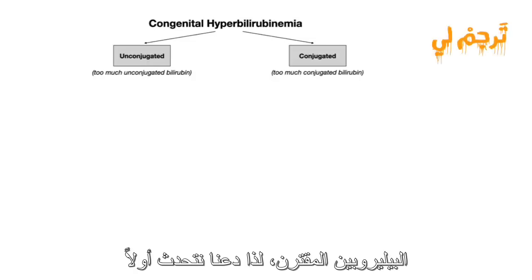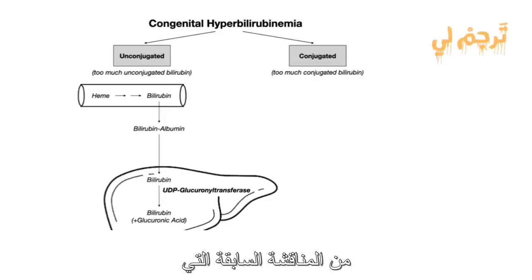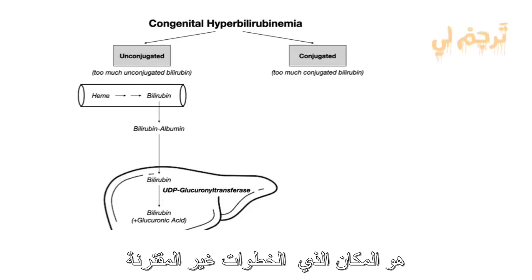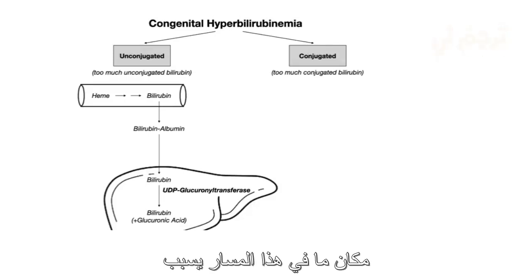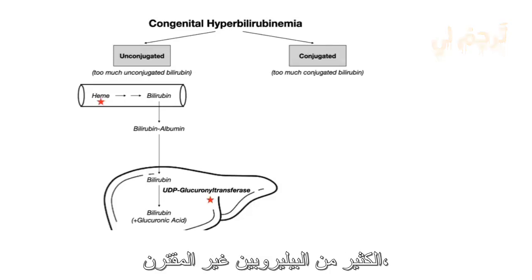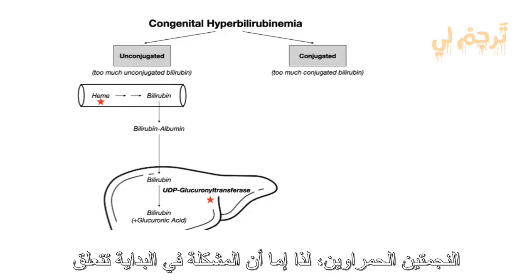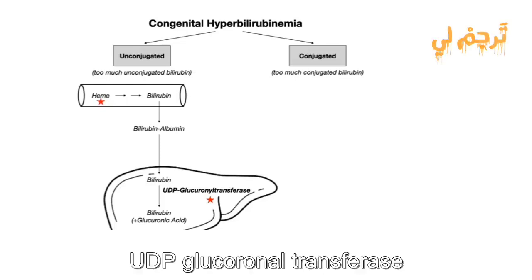So let's first talk about the unconjugated side. Before we even talk about the diseases, recall from the previous discussion of the physiology that this is where the unconjugated steps of bilirubin come from. So in order for there to be an unconjugated congenital hyperbilirubinemia, which is to say there's a disease somewhere in this pathway causing too much unconjugated bilirubin, the problems occur at the areas where you see the two red stars. So either the problem is initially with the heme accumulation, or the problem is with the enzyme UDP glucuronyltransferase.